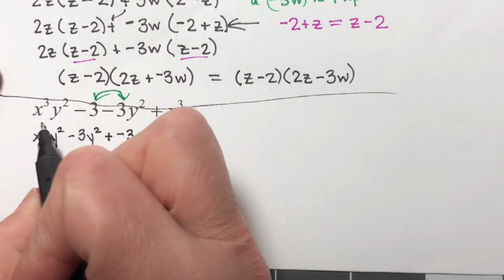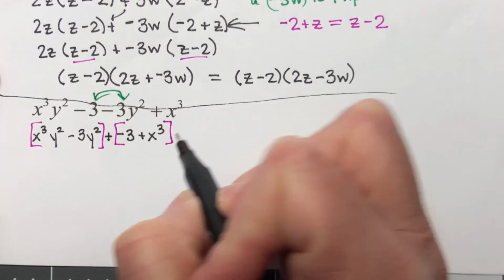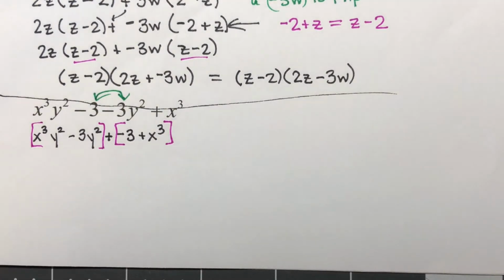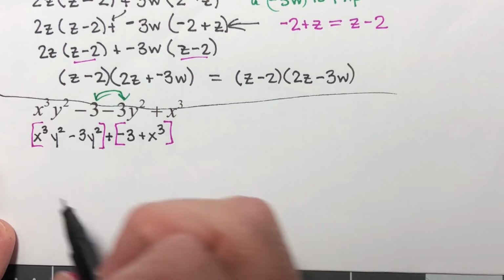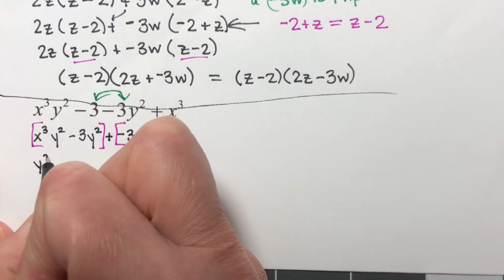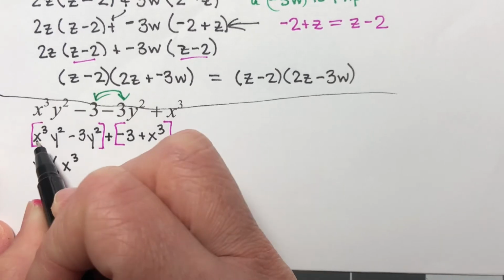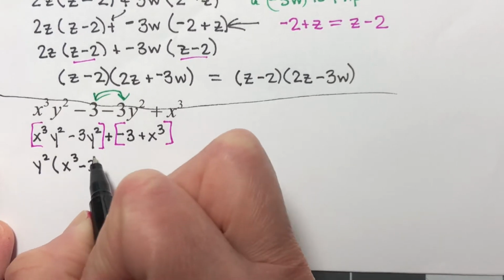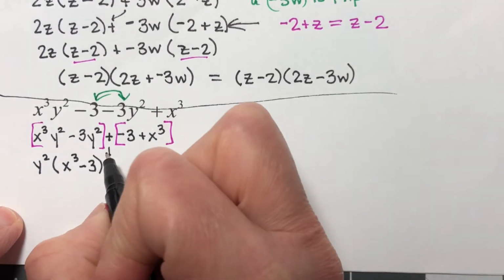Let's add our grouping symbols, because looking at the first one, I can factor out something at least. We'll see if it works. Here I have a y squared in both of them. That's the only thing I have in common. So factor out that y squared. And I get x cubed from here, and a minus 3 from here. Okay, plus.